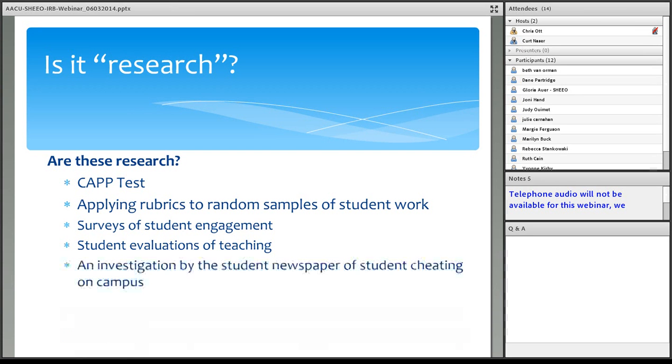So let's ask another set of questions here. Is it a human subject? Review of anonymous transcripts. In this case, it's anonymous data. It's therefore not a human subject.